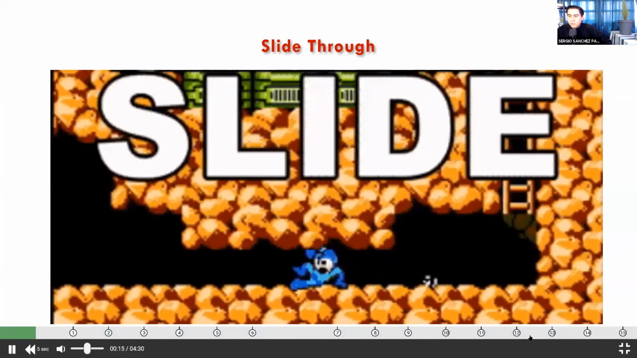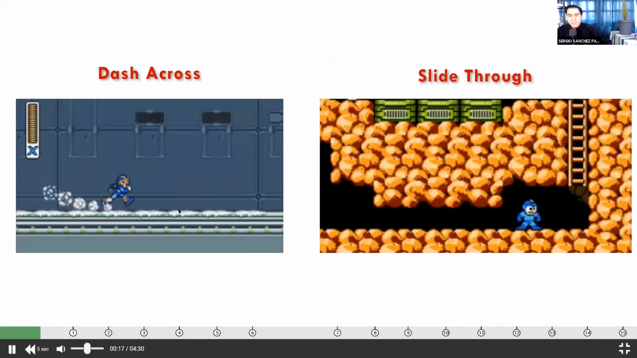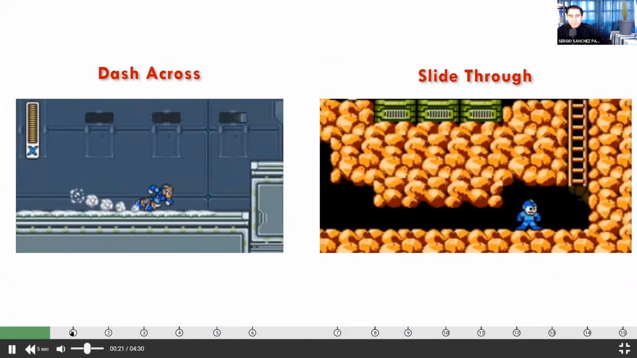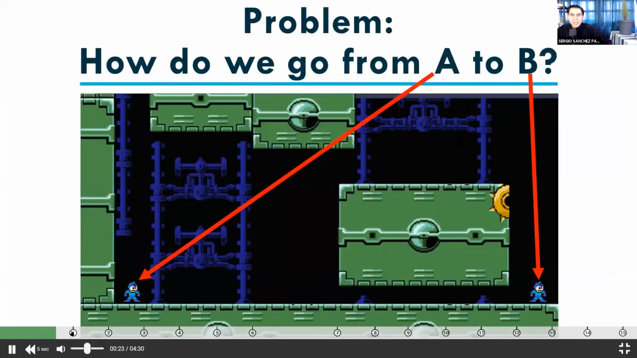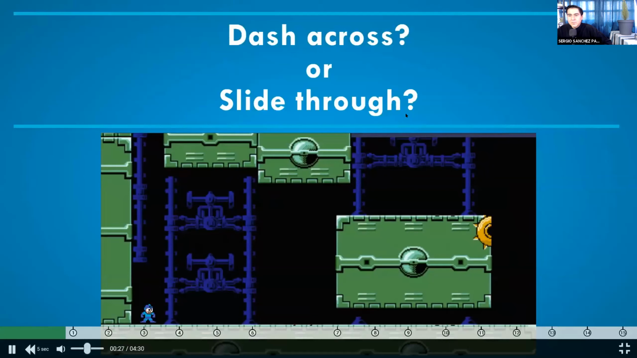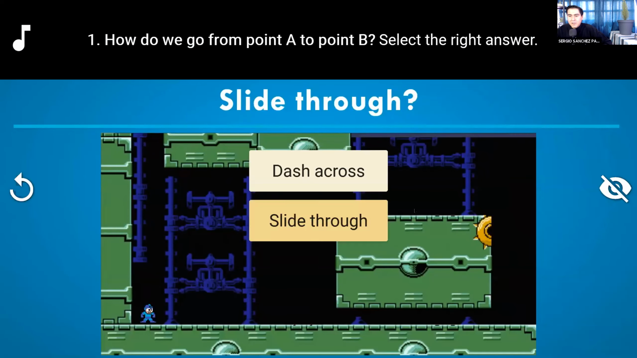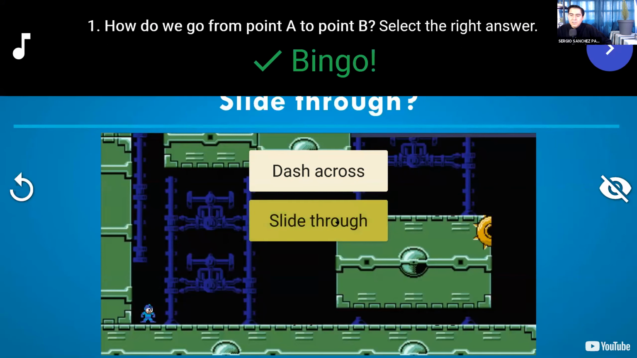number of questions that you will be asked. The first stimuli are presented. We are little by little approaching the first question with which the student will interact. So we have the problem that I had already mentioned before. Should he dash across or slide through? And then the system offers us two different options, dash across and slide through, as I already showed before. He should slide through, and the system gives me some feedback telling me that it is correct.